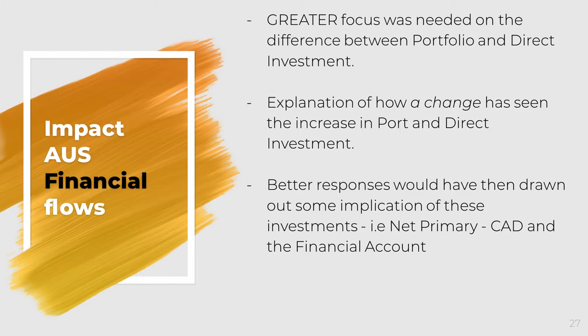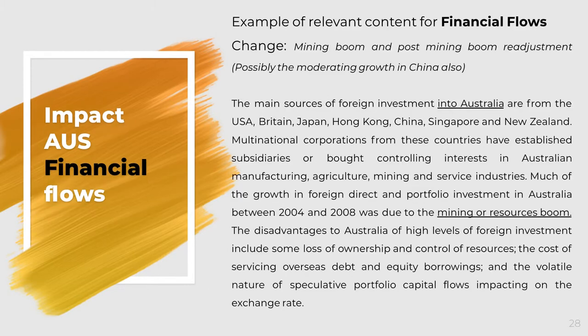Better responses again would have drawn out some links of this to the net primary income and therefore obviously our CAD, and the inflow on the financial account as well. But that's showing that connection. That's showing you going outside and thinking what economic concepts relate to this. And that's what we need to be doing if we want that high band 5 or band 6.